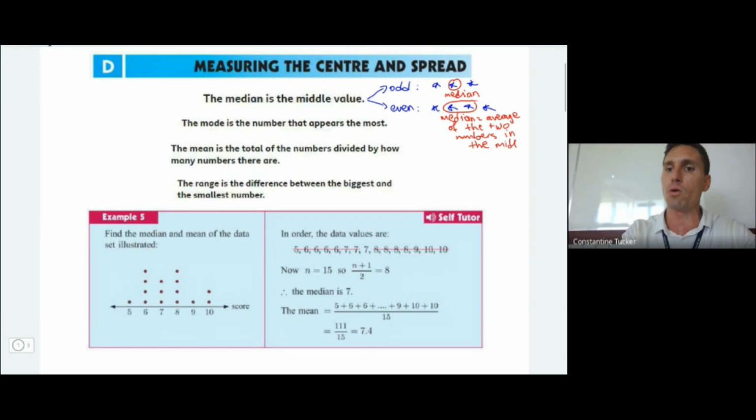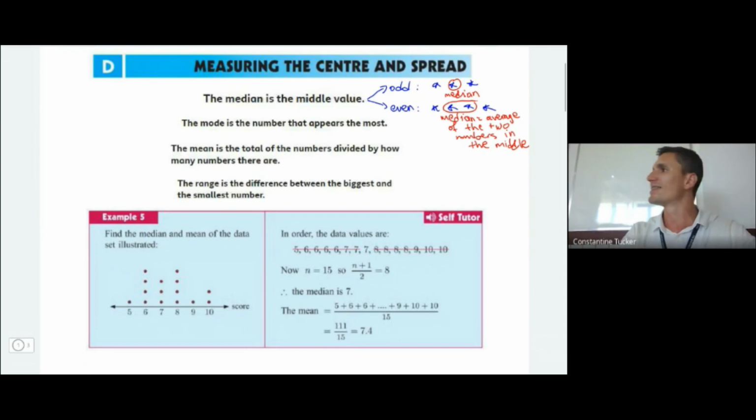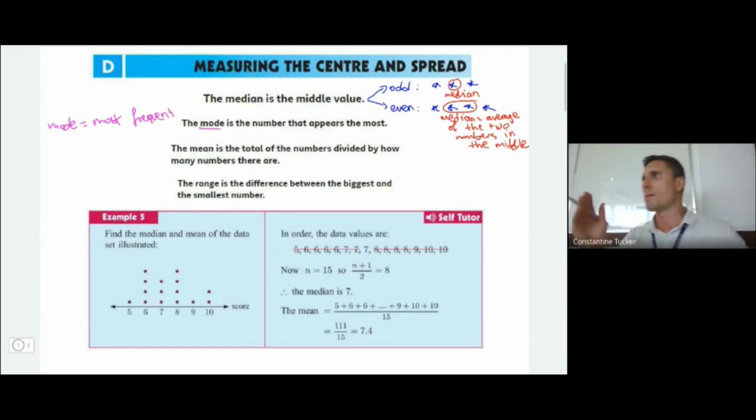Then the mode. The mode is the easiest one out of all of them. The mode is the most common one. So mode rhymes with most, the most frequent one. Middle, median, median, middle, mode, most.